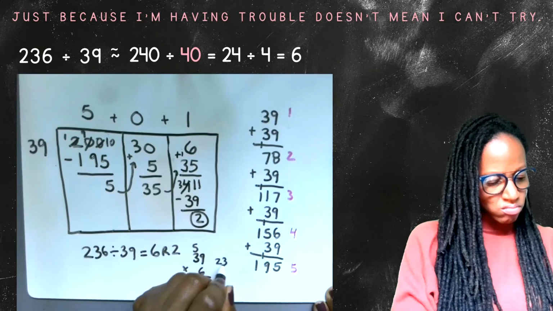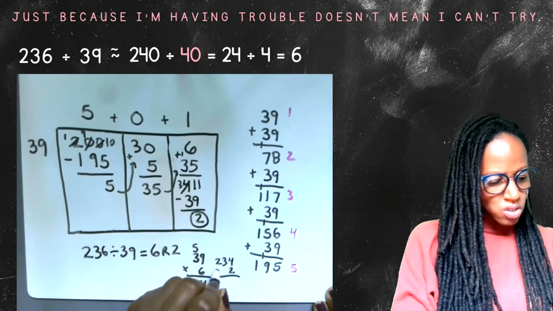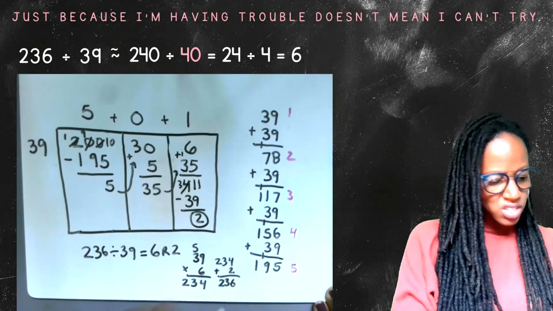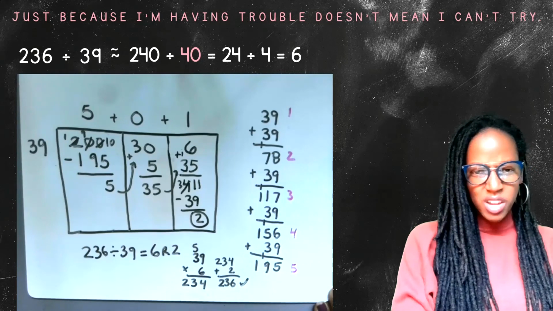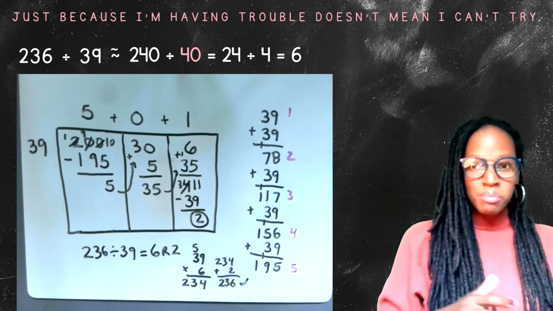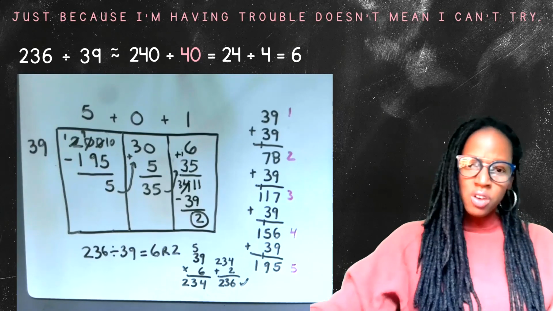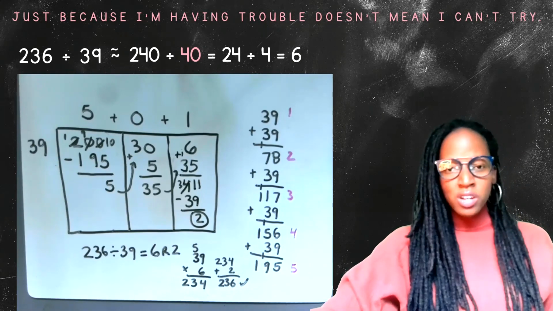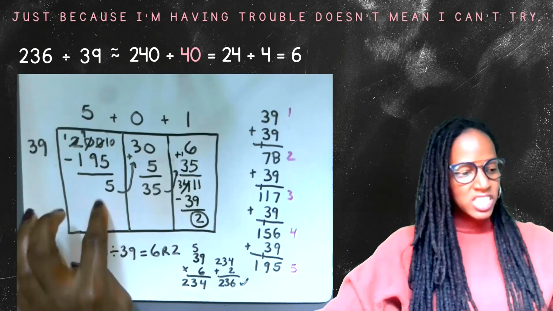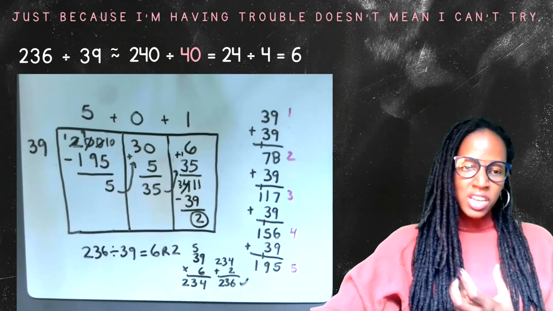234 plus 2 gives me 236. And I see that 236 was my original dividend. So that means that my division was correct. So this is how we would use the area model. You just continue to subtract the maximum number of groups and add your remaining amount to the next place value.